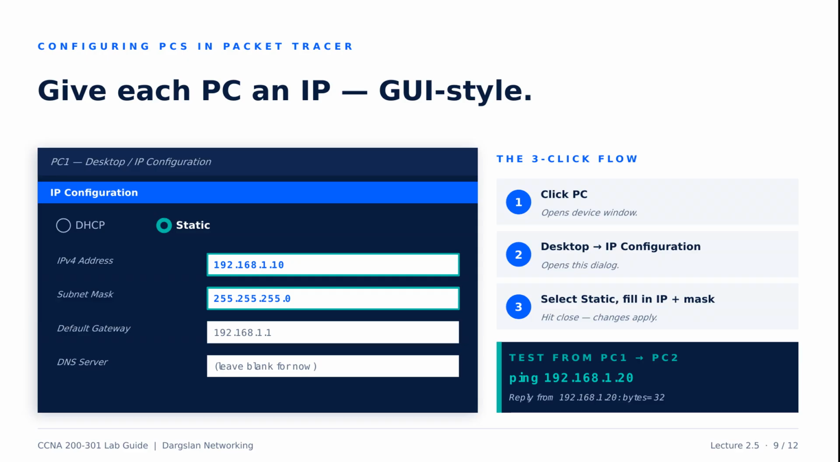Now let's actually get those PCs talking. In Packet Tracer, it's a 3-click flow. Click the PC, jump to desktop, then IP configuration, flip the toggle to static, and punch in 192.168.1.10 with a 255.255.255.0 mask. Gateway can be 192.168.1.1. DNS stays blank for now. Close the window, hop over to PC2's command prompt, and ping 192.168.1.20. When you see reply from, that's your network breathing.